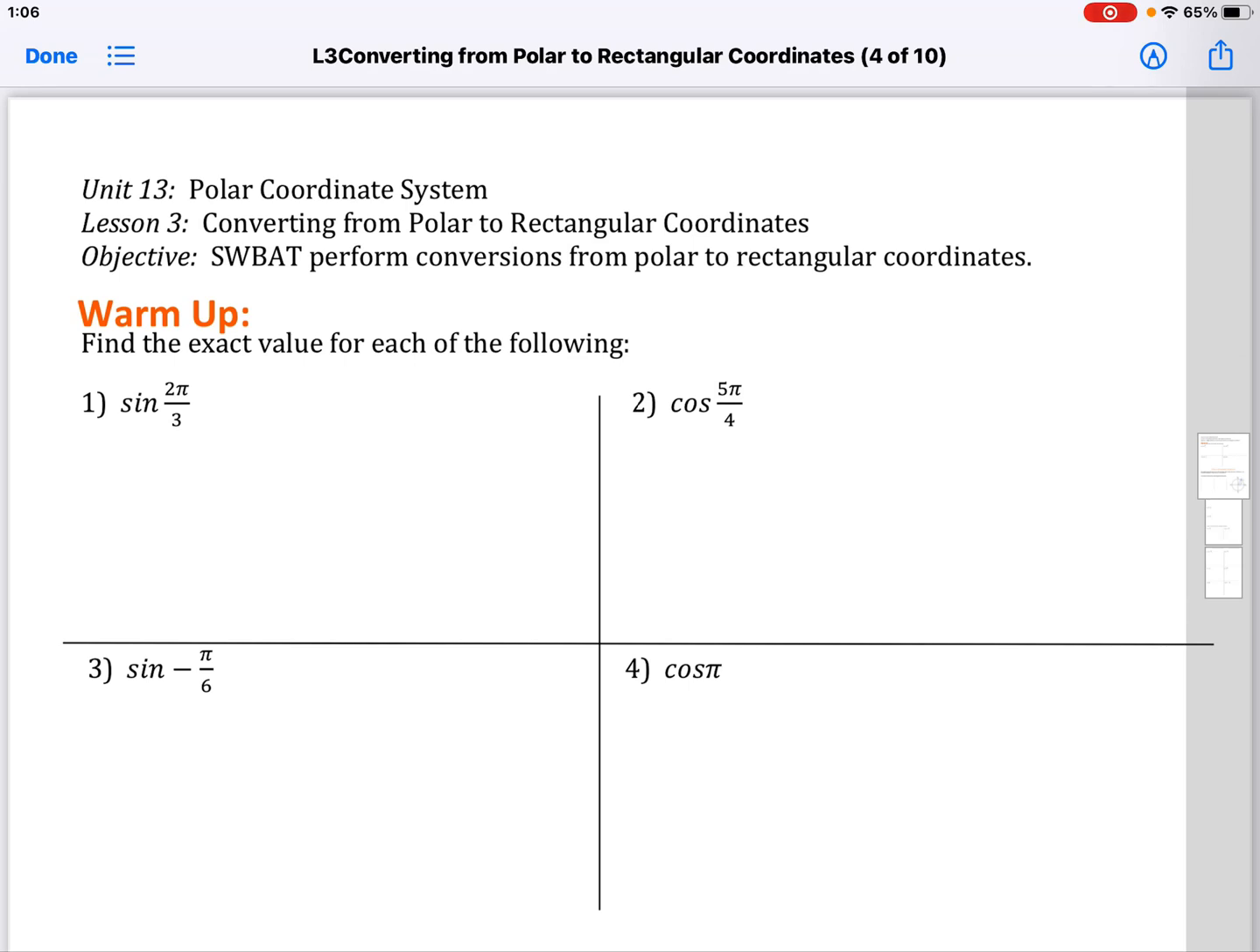Hey guys, welcome to Unit 13, Lesson 3. Topic today is converting from polar to rectangular coordinates. I would like you to pause the video and try the warm-up.